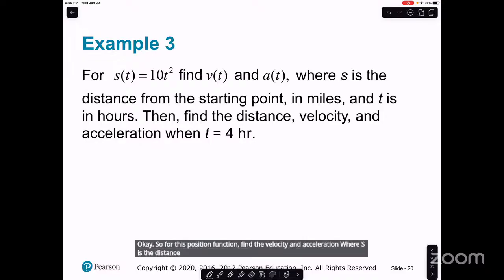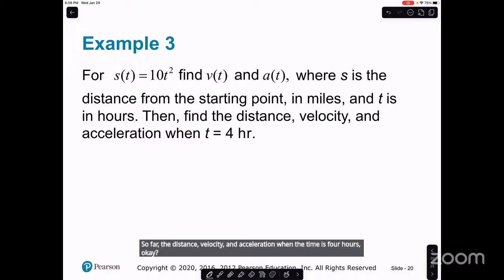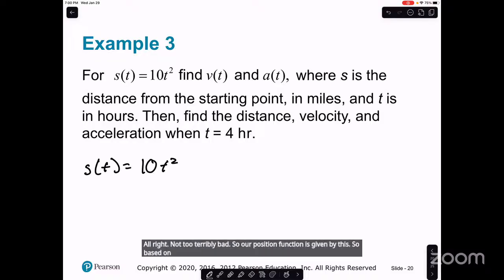So for this position function, find the velocity and acceleration, where s is the distance from the starting point in miles and t is in hours. Again, miles per hour. So find the distance, velocity, and acceleration when the time is 4 hours. Okay. All right, not too terribly bad. So our position function is given by this. Based on some time in hours, this tells us how far the object is from the starting point.